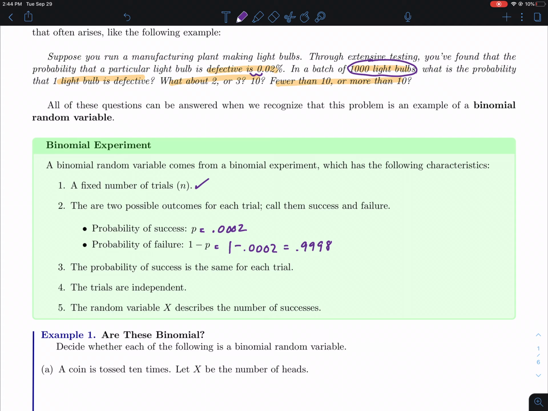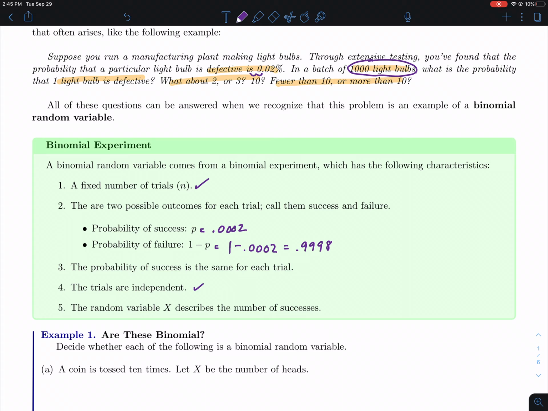Part 3, the probability of success is the same for each trial. What that means is it can't be 0.0002 one time and then the next time you do it, it's like 0.5 or something like that. So it has to be consistent. Like when we roll dice, for example, the probability of rolling a 3 is always 1/6. It's not 1/6 sometimes and 1/4 other times. So it has to be consistent all the time.